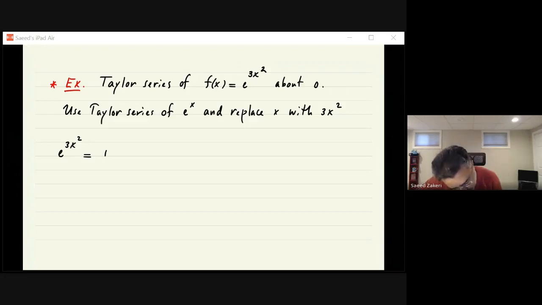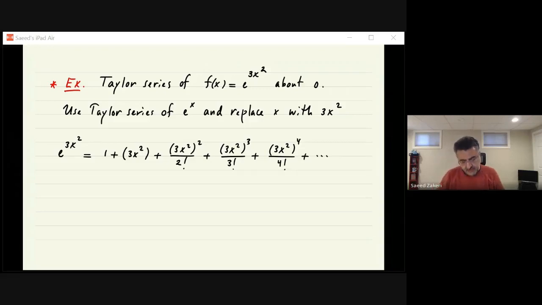So it's going to be 1 plus 3x squared plus (3x squared) squared over 2 factorial plus (3x squared) cubed over 3 factorial plus (3x squared) to the 4th over 4 factorial, and so on. And now if you want, you can simplify this a little bit.